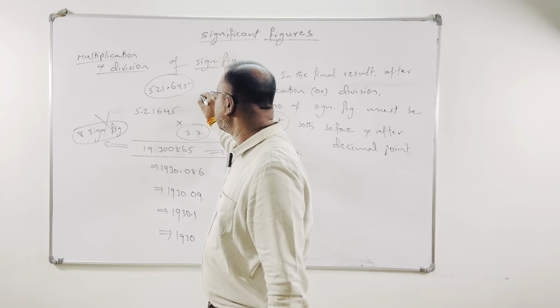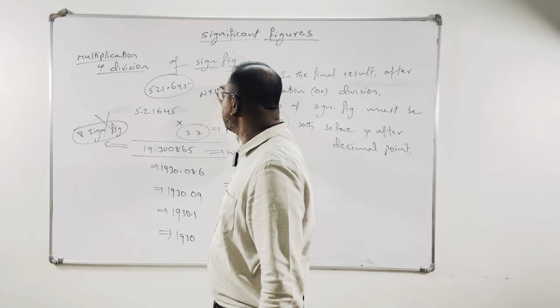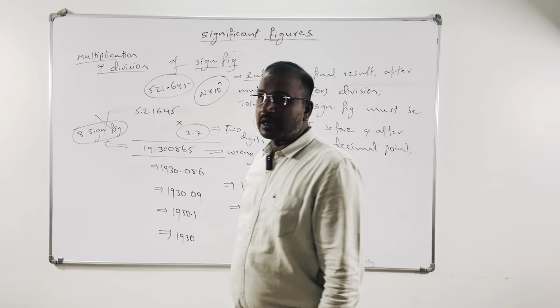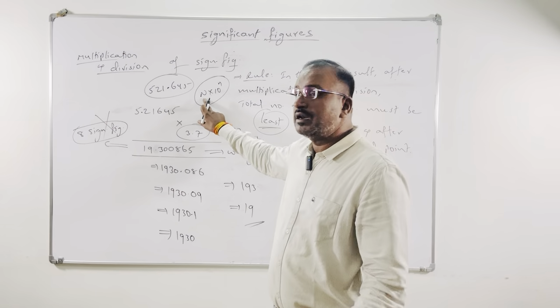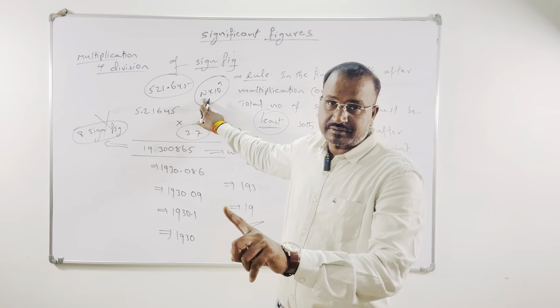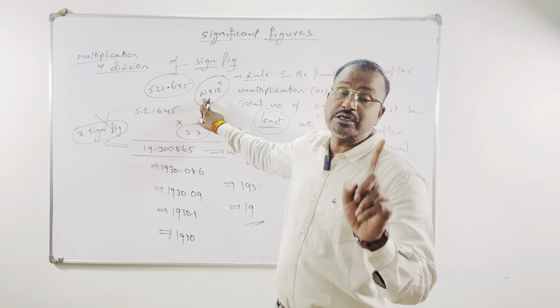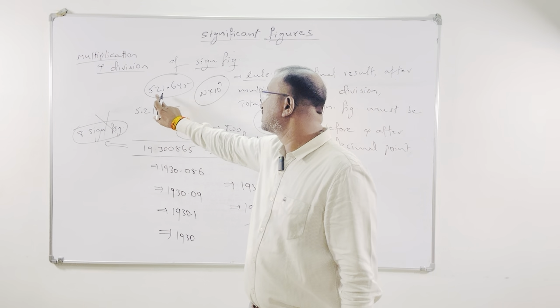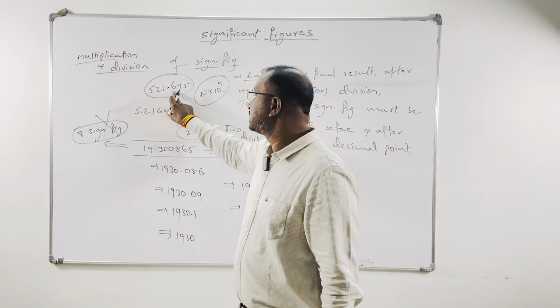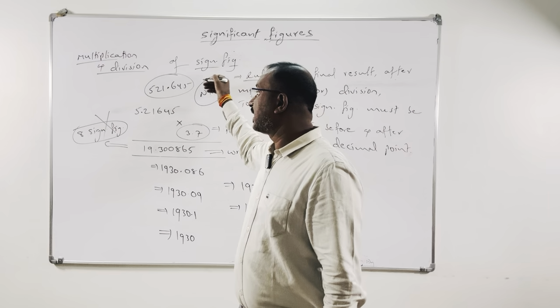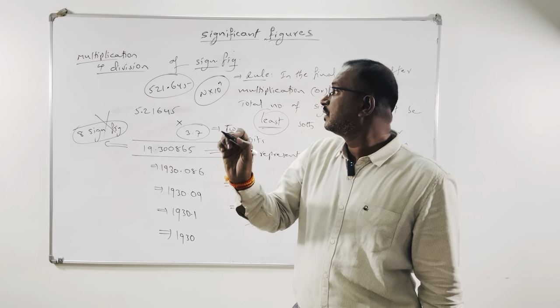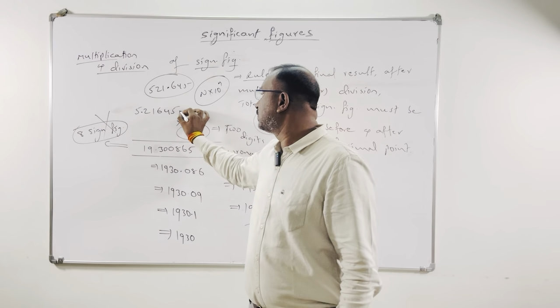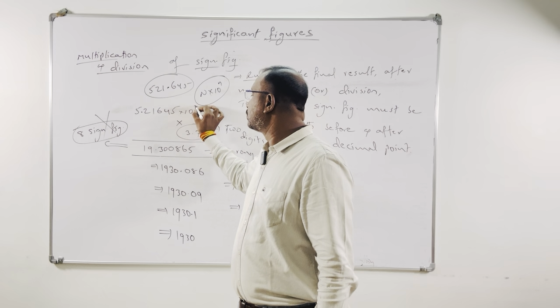So according to scientific notation, it should be represented by this formula. This n value only 1 to 9 should be there. It should not be more than 9. It should not be more. So this 521.645 you have to write as 5.21645 into 10 power of 2.